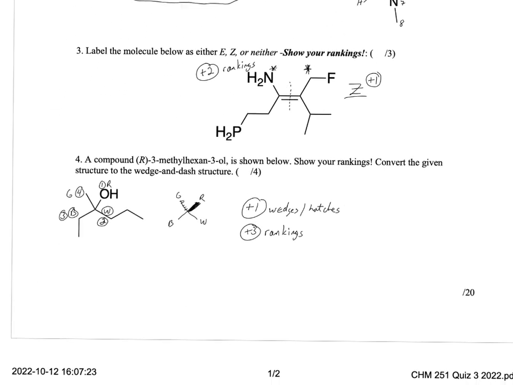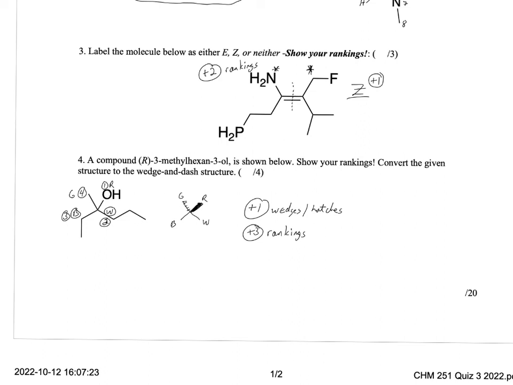Next piece, again, now this is R and S. This is asking you to draw it as R. So to do R and S, this one asks you to do R, and you're given a structure without any wedges and hatches, and you need to put wedges and hatches on there.